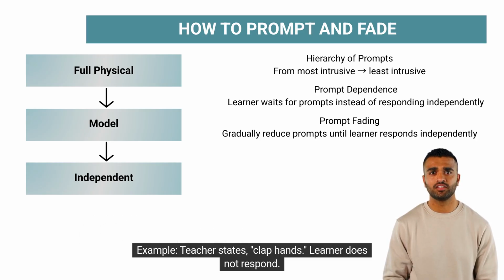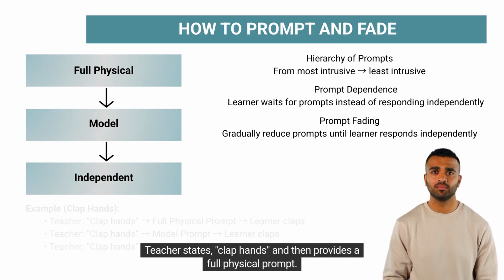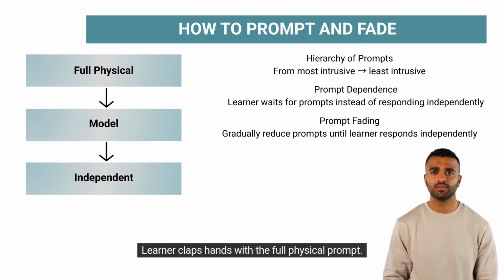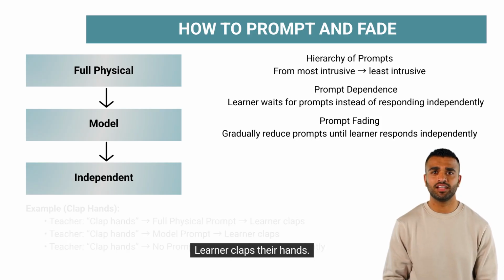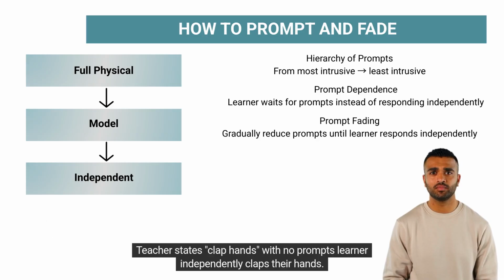Example: teacher states, "Clap hands." Learner does not respond. Teacher states, "Clap hands," and then provides a full physical prompt. Learner claps hands with a full physical prompt. Teacher states, "Clap hands," and then provides a model prompt. Learner claps their hands. Teacher states, "Clap hands," with no prompts. Learner independently claps their hands.